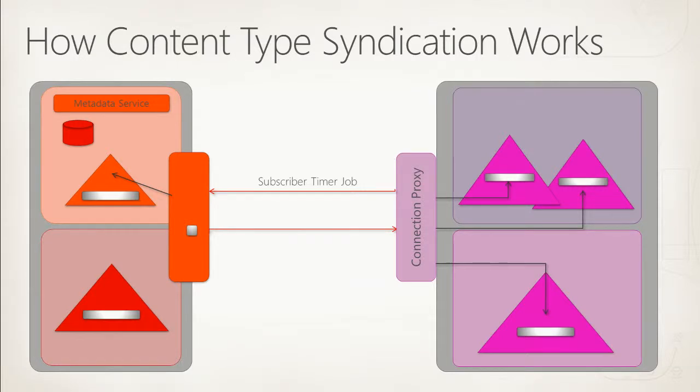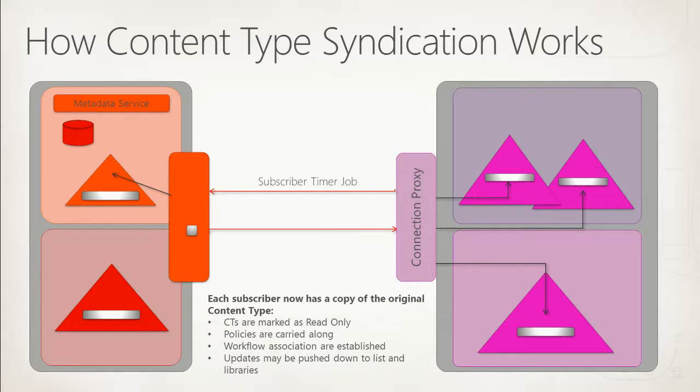Right? So in this case, I have 1 site collection that's being used just to manage my enterprise content types, and I have 4 other consumer site collections that are getting copies of that as I'm publishing content types out. So again, I just described this before. Those are read-only by default.